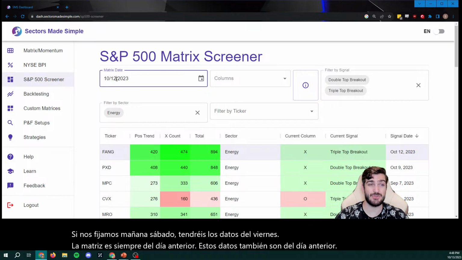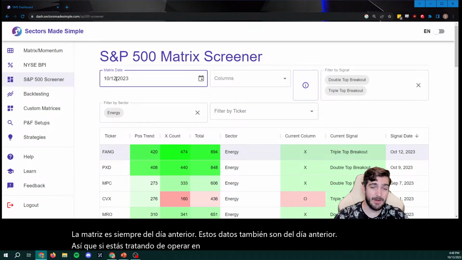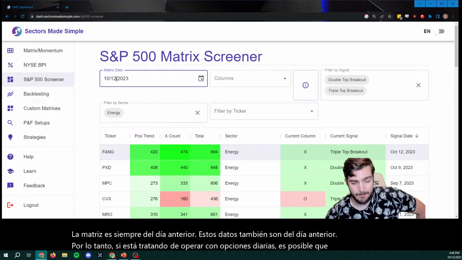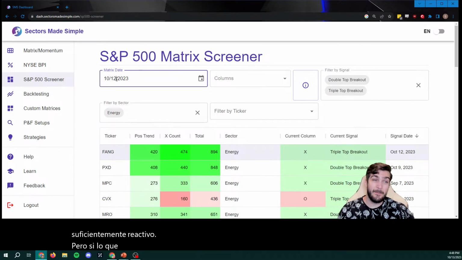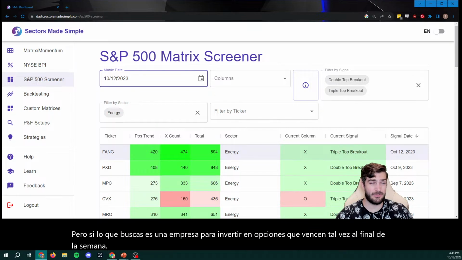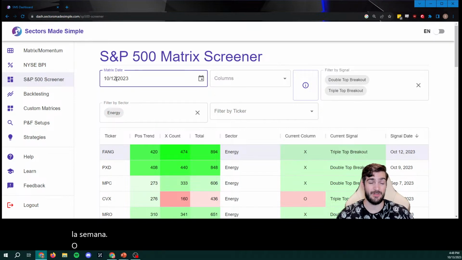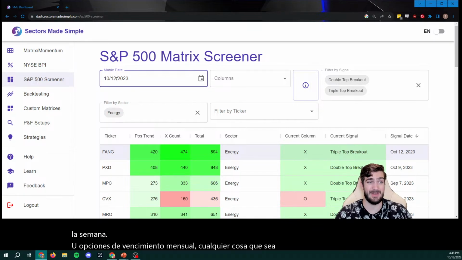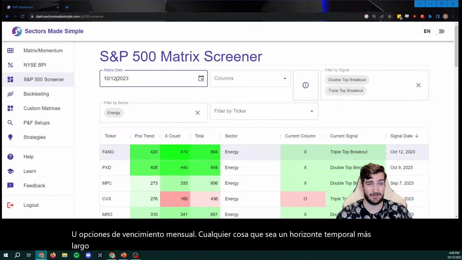So if you're trying to day trade options, it might not be reactive enough. But if what you're looking for is a company to invest in options that expire maybe at the end of the week, or monthly expiration options, anything that is a longer time horizon than 1-day expiration, 2-day expiration options, 100%.